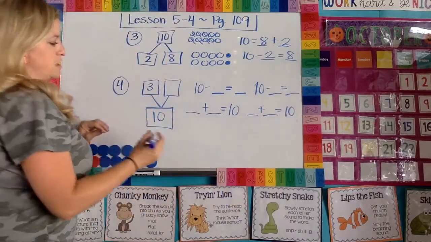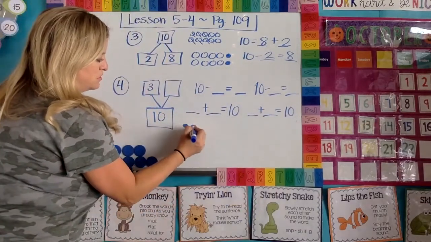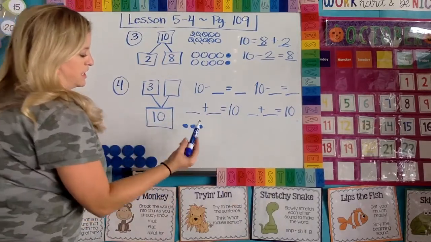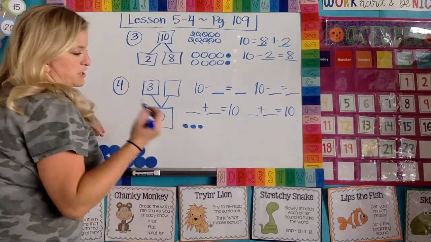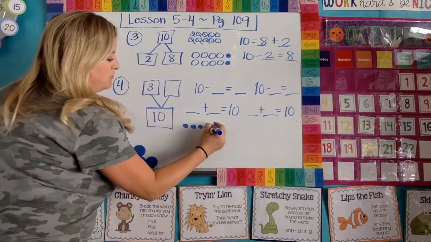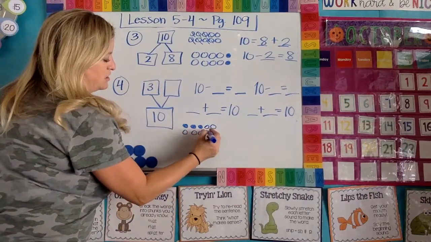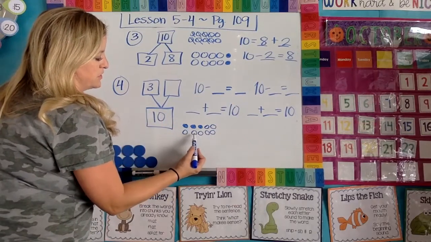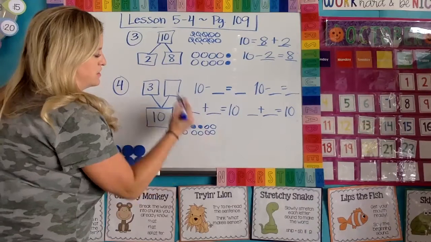Now I have 3, so I'm going to do 3. 1, 2, 3. I'm going to count on until I get to 10. 3. I don't need to count them again. I already know. 4, 5, 6, 7, 8, 9, 10. Now I'm going to count the dots. 1, 2, 3, 4, 5, 6, 7.